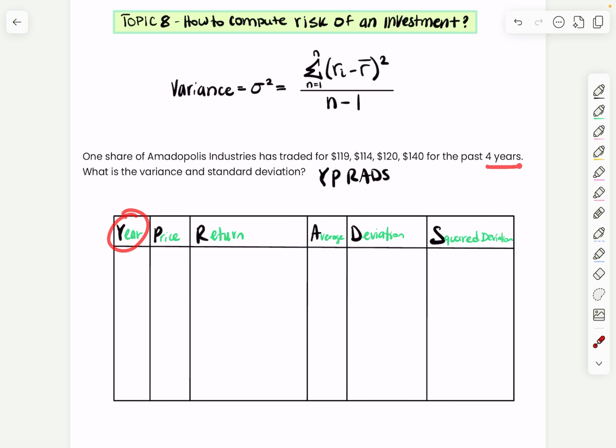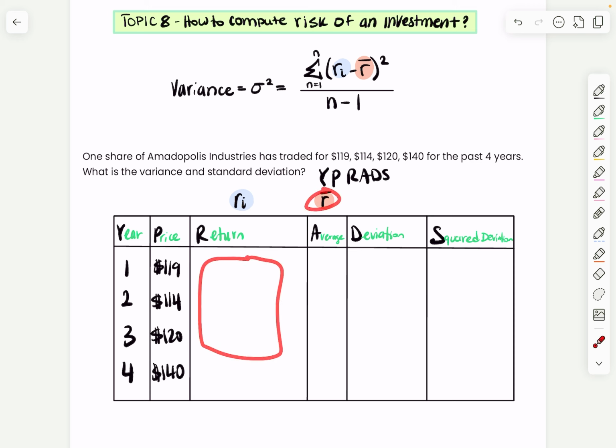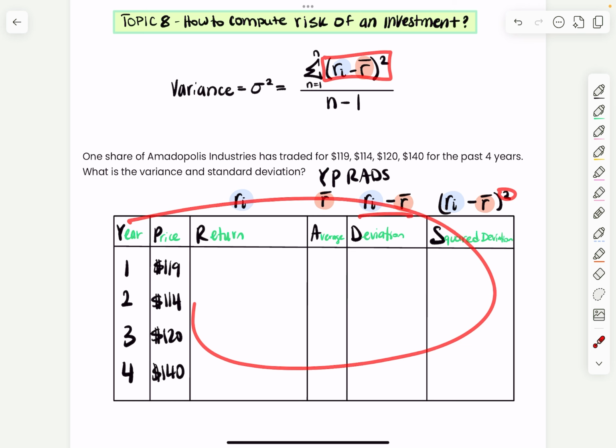So for the years, we have 4 years. So we're working with year 1, year 2, year 3, year 4. And then for those 4 years, we traded $119 in year 1, $114 in year 2, then $120 in year 3, and $140 in year 4. Now, all of this stuff is just getting this part. So the return is this. Then we will subtract the average. And then we'll find the average by just taking the average of all of the returns. And when we subtract these 2 numbers, we'll get the deviation. That's what this is. And then deviation squared is literally this squared. So again, this whole thing is just to get this part.